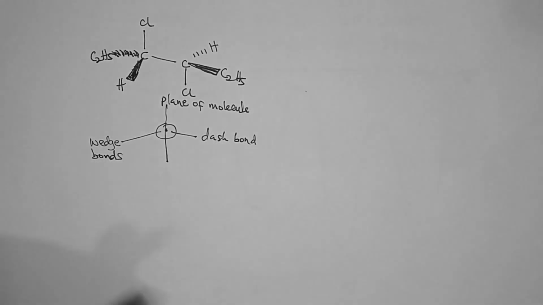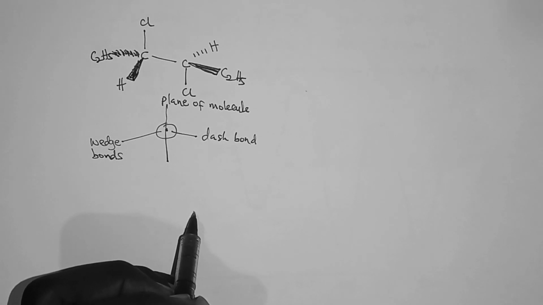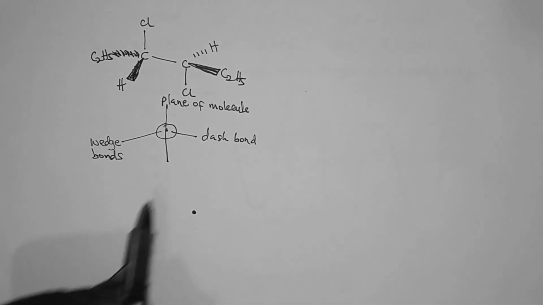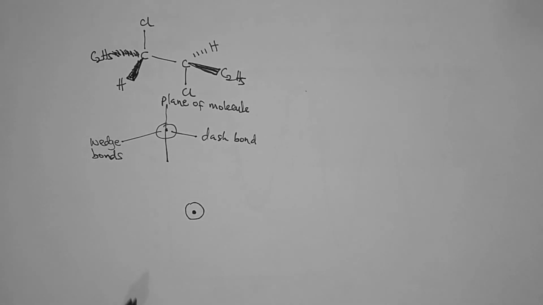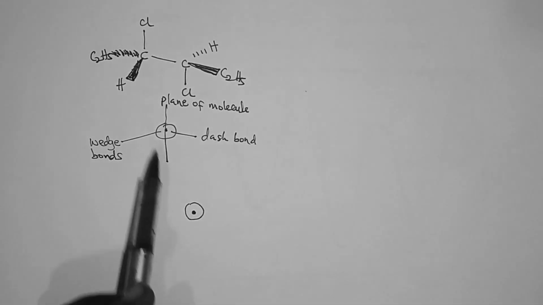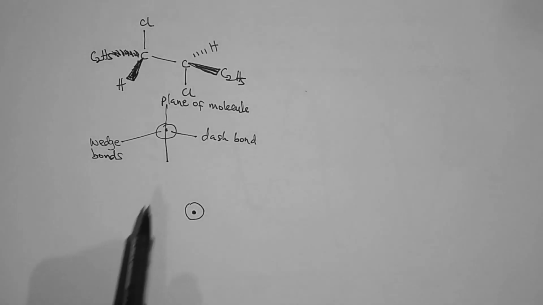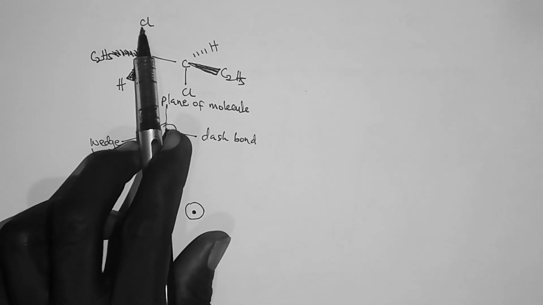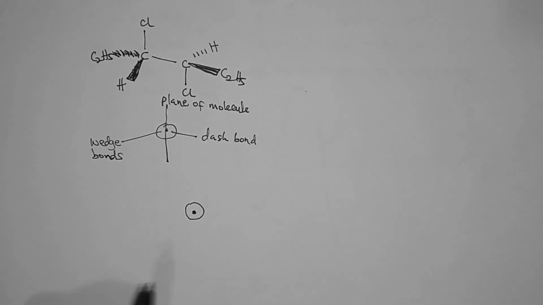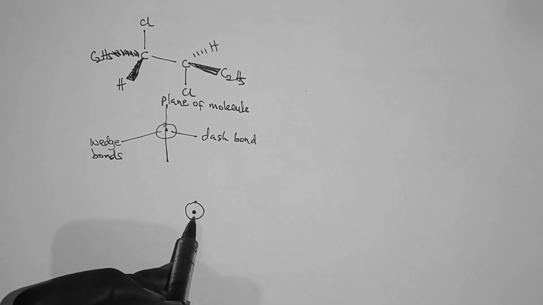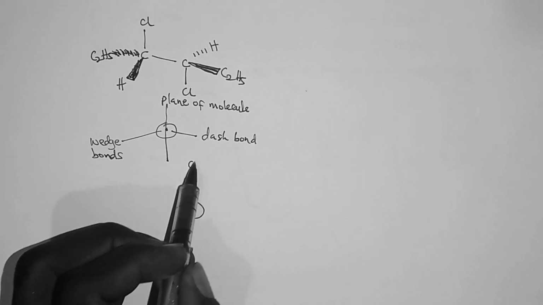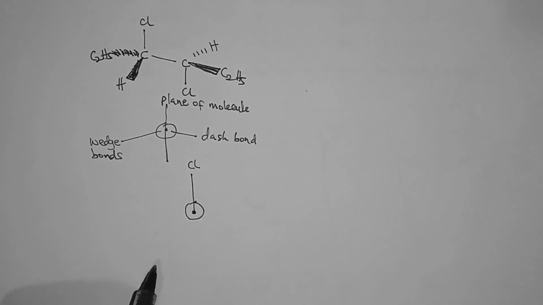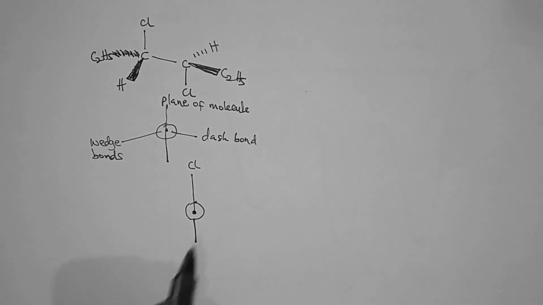So this is the front carbon. And then this is the carbon behind. And then we've said that what comes on top are the atoms that are in the plane of the molecule. In this case, chlorine and chlorine are in the plane of the molecule. So it means that for the carbon atom in front, in its plane of the molecule is going to be chlorine. And for the one at the back, here too is going to be chlorine.